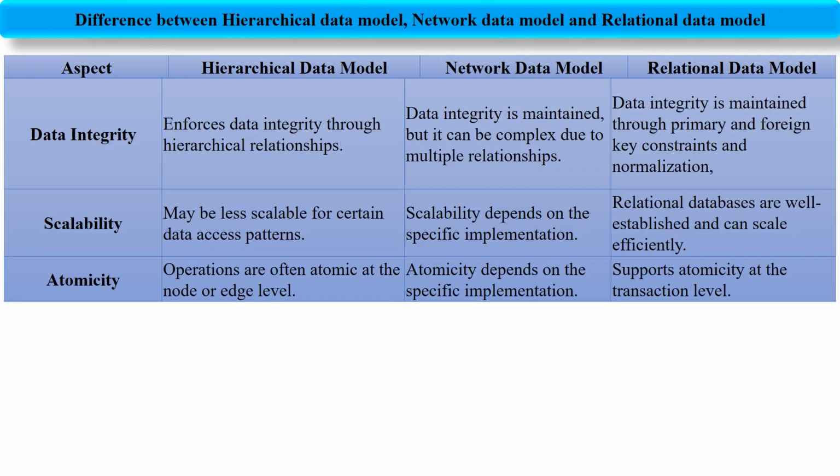Fifth point is data integrity. Hierarchical data model. Enforces data integrity through hierarchical relationships. Network data model. Data integrity is maintained, but it can be complex due to multiple relationships. Relational data model. Data integrity is maintained through primary and foreign key constraints and normalization.